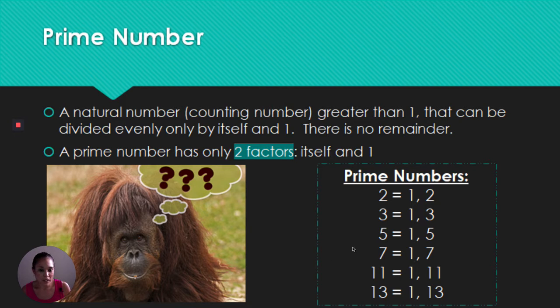So I have a list of a few prime numbers here. So when you think of the number 2, the only numbers that can go into it are number 1 and 2. Same with 3, 1 and 3. 5, 7, 11, and 13. All of those numbers only have factors of 1 and itself.